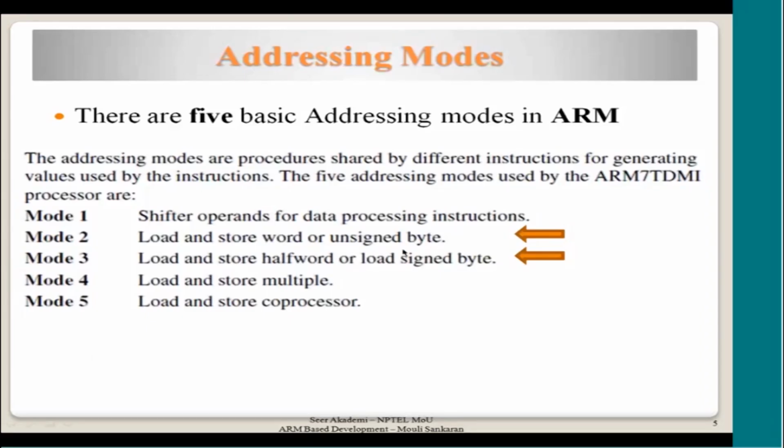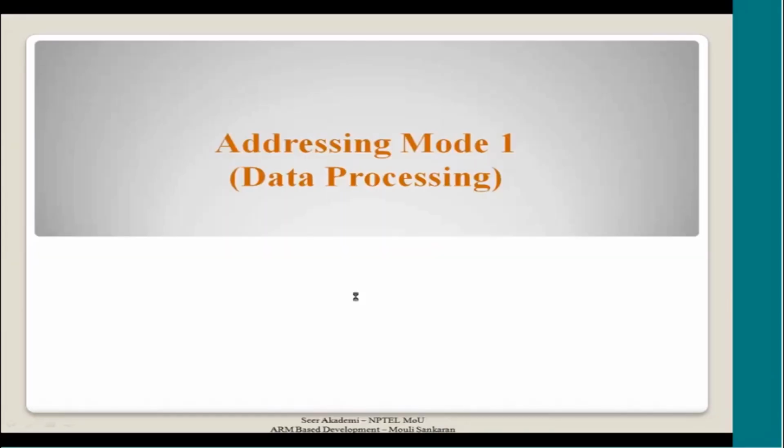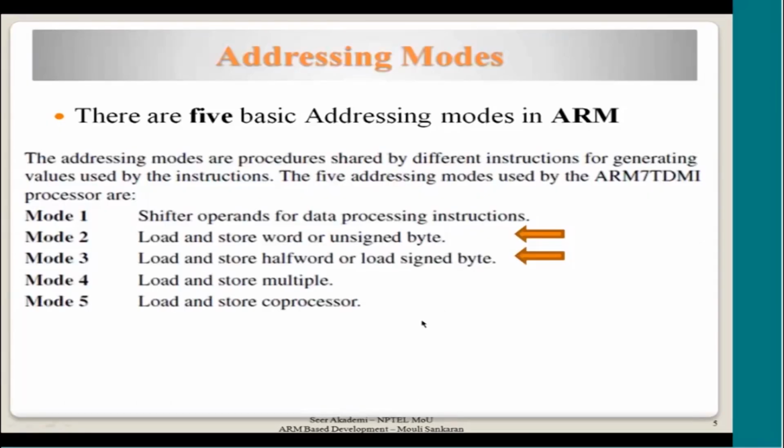I will explain that. And then this is about half word and loading of signed byte, where word means 32 bits and half word is 16 bits. Then multiple store is also another feature supported by ARM. We will be talking about this in the next session. Load and coprocessor instructions we are not going to be touching now. We will talk about this when we get to the coprocessor interface.